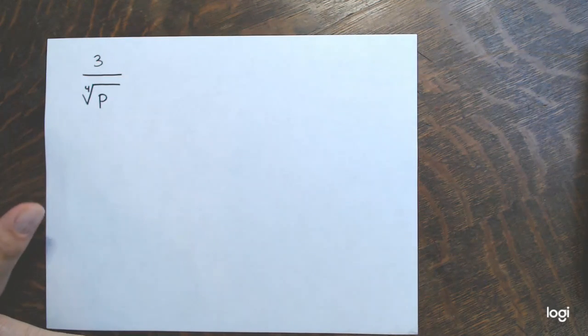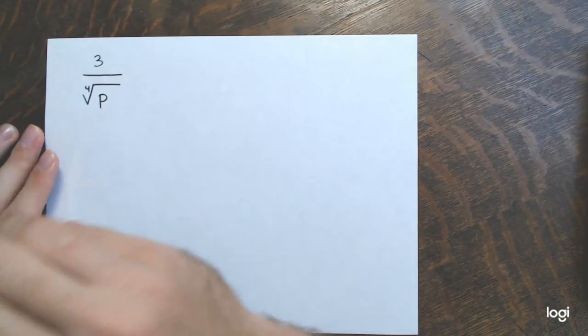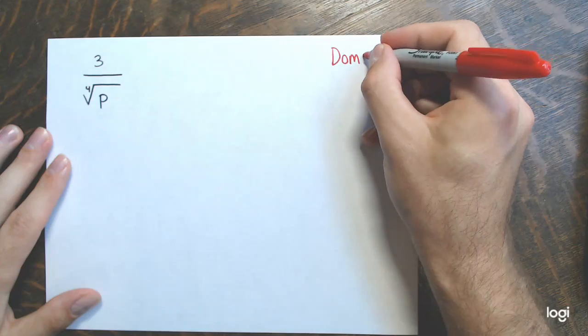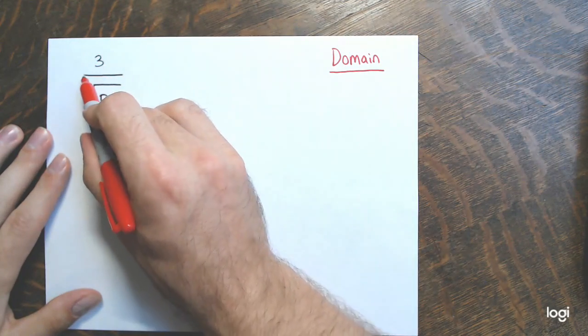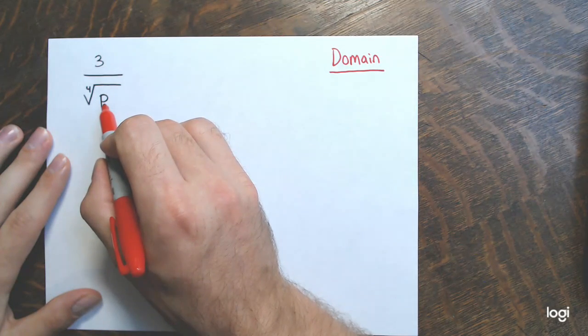I'd like to discuss or think about what can I plug in, what's allowed to be plugged into that variable so that I have a real number output. All right, so before I get into the whole rationalizing, let's talk about the domain of this expression. All right, this is 3 in the numerator divided by the fourth root of p. All right, the variable's p here.